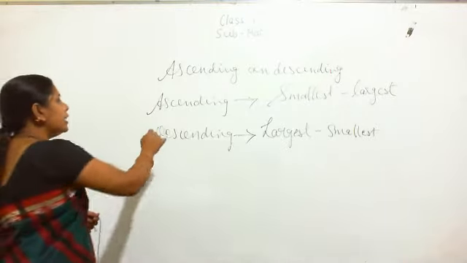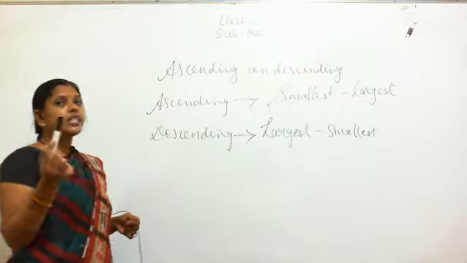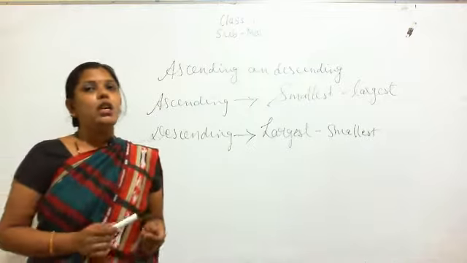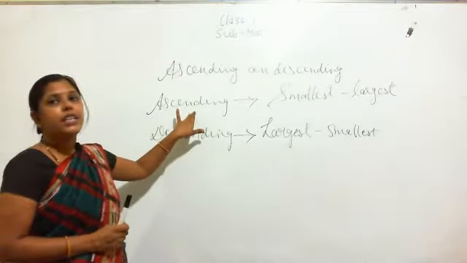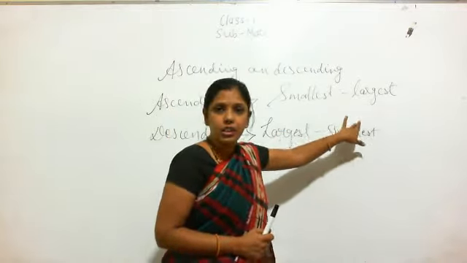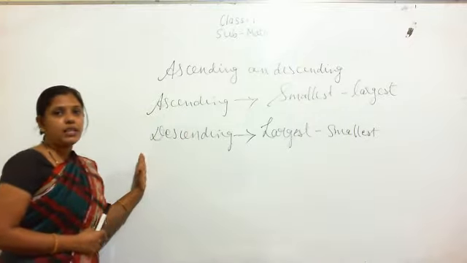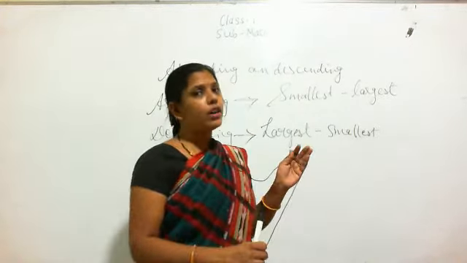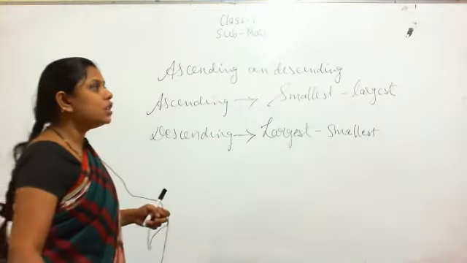And what is the other name of ascending? Increasing. And the other name for descending is decreasing. So ascending means arranging numbers from smallest to largest, and descending means arranging numbers from largest to smallest. Okay, let us solve one question.